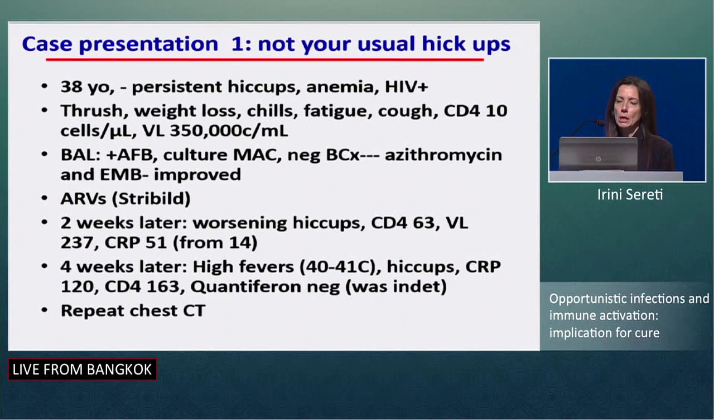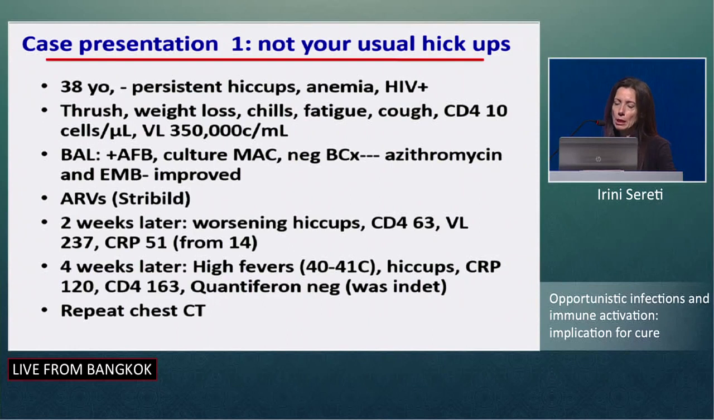350,000. He had a bronchoalveolar lavage that was positive for AFB, but the culture grew MAC, and he had negative blood cultures for MAC. He was started on azithromycin and ethambutol and clinically improved, and the hiccups also improved. Subsequently, he was started on antiretroviral therapy with Stribild, which is an elvitegravir drug. And then 2 weeks later, he came back with really severe hiccups.